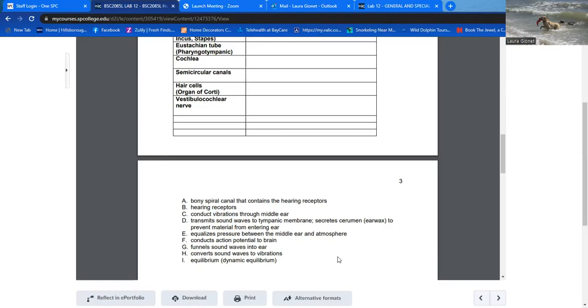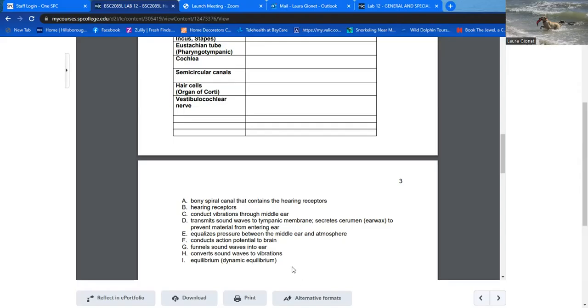E equalizes pressure between the middle ear and the atmosphere. That would be the eustachian tube or the pharyngotympanic tube. F conducts action potentials to the brain. That, of course, is going to be the vestibulocochlear nerve. G funnels sound waves into the ear. That would be the pinna or the auricle.